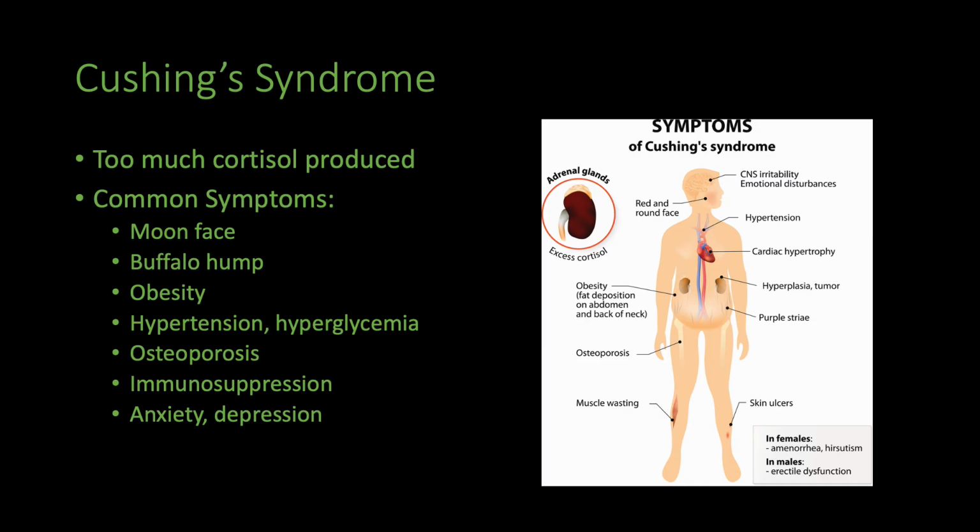And then Cushing's, usually where too much cortisol is produced. And you can see the symptoms here as well. Moon face, buffalo hump, obesity, high blood pressure, everything going high essentially.